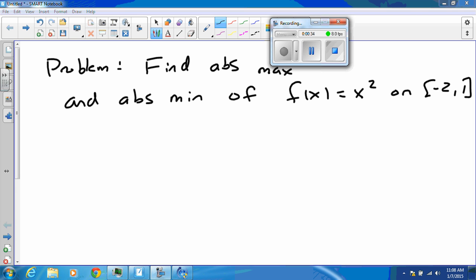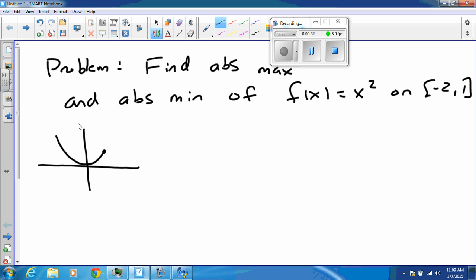So if I want to be able to justify my answer, I need something that is going to guarantee that my absolute max really is the absolute max, and then my absolute min really is the absolute min. And so I'm going to go back to some of the stuff that we did over Christmas. Let's take a look at what a graph of our function would look like.